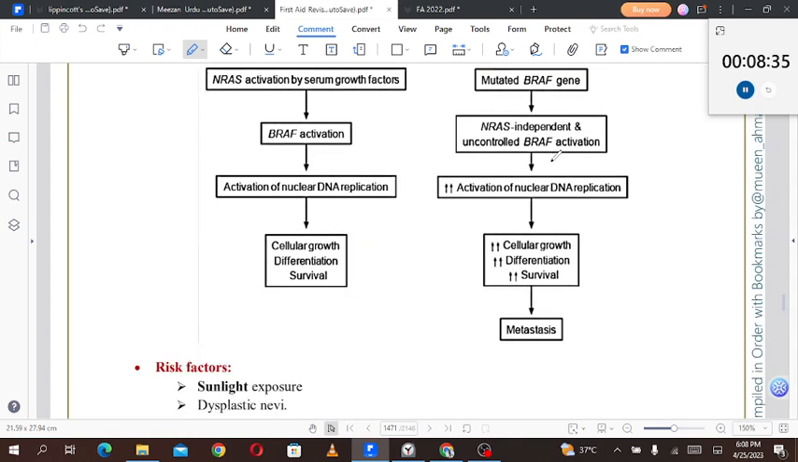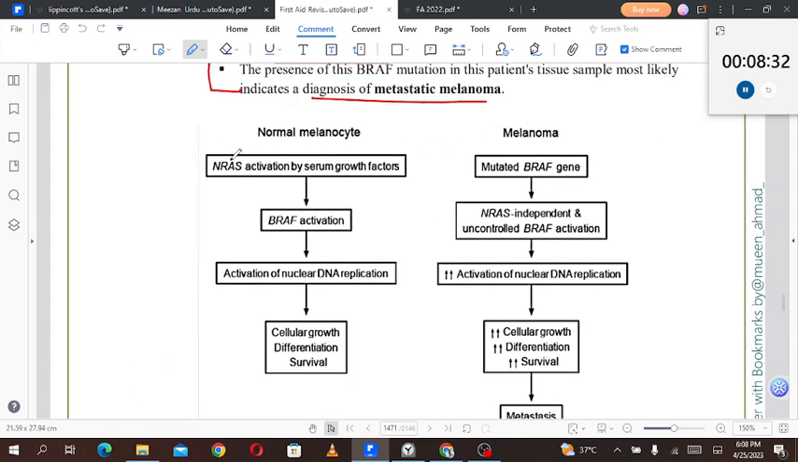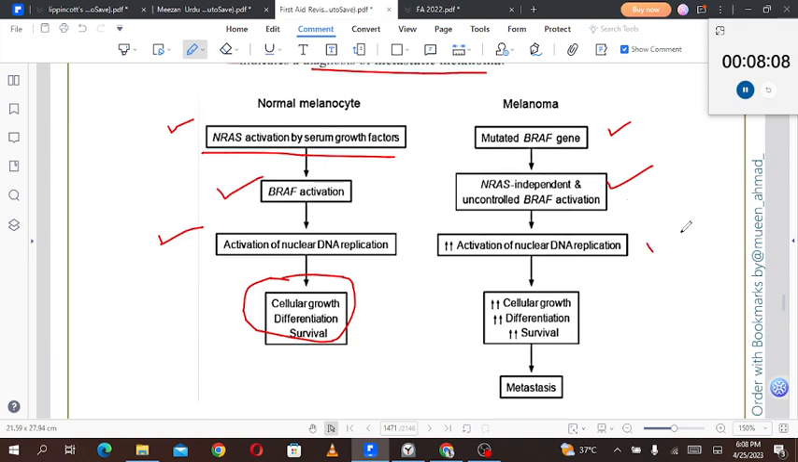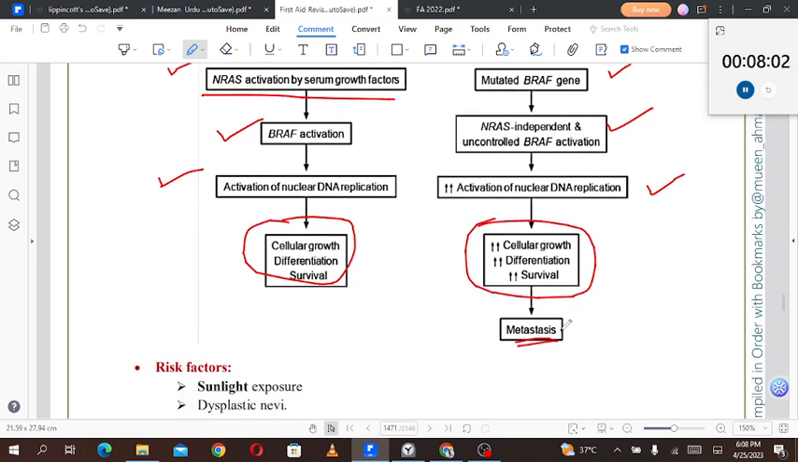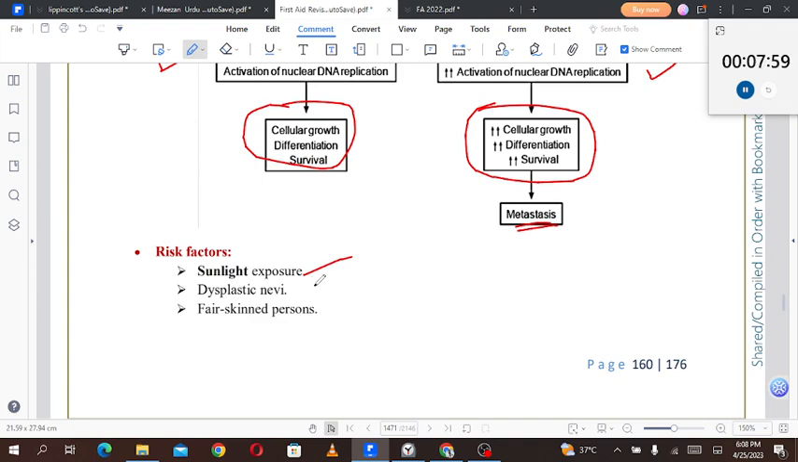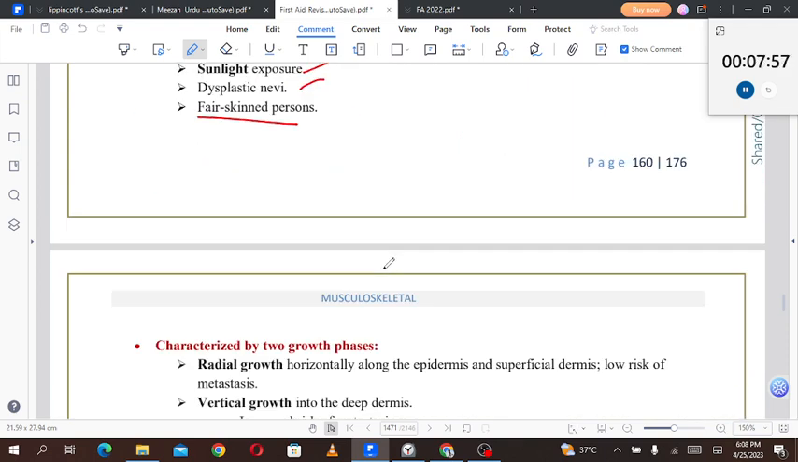These are normal melanocytes, and then we have melanoma. In normal melanocytes, we have NRAS activation by the serum growth factors that leads to BRAF activation, that leads to activation of nuclear DNA replication, cellular growth, differentiation, and survival. In the case of melanoma, the mutated BRAF gene will lead to NRAS-independent and uncontrolled BRAF activation. BRAF activation was controlled by NRAS, but here it is NRAS-independent. Resultantly, we have very high activation of nuclear DNA replication, increased cellular growth, increased differentiation, and increased survival, and that results in metastases. Risk factors are sunlight exposure, dysplastic nevi, and fair-skinned persons.